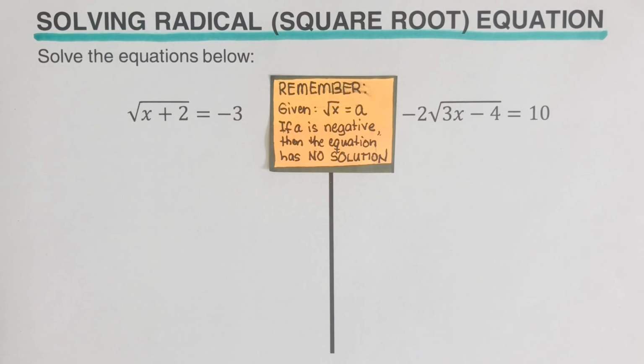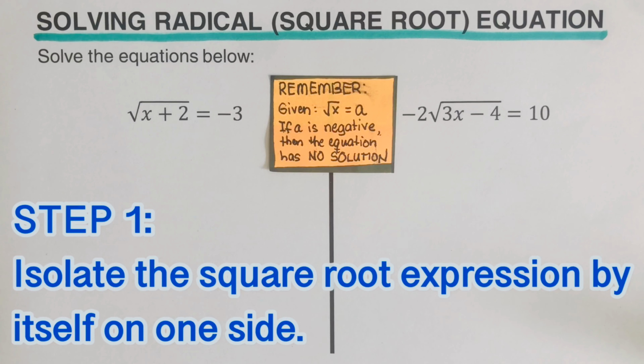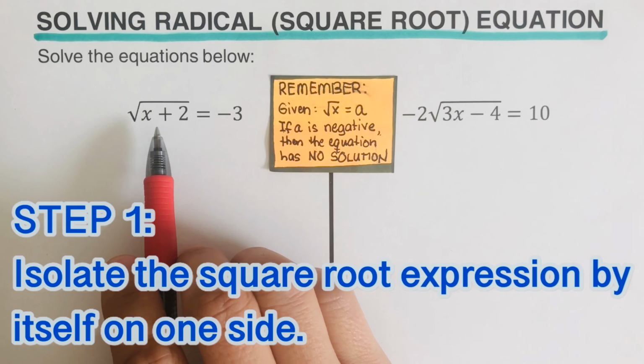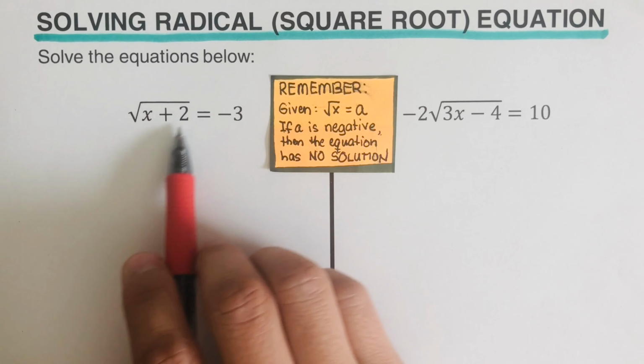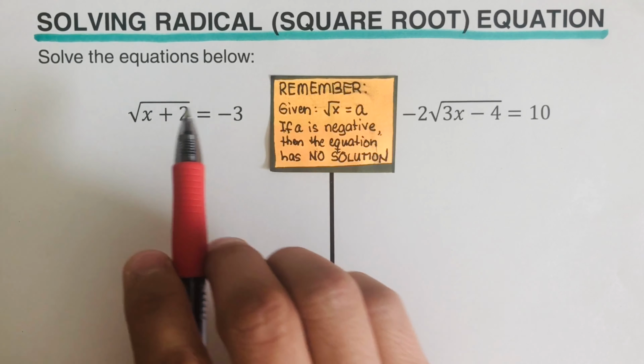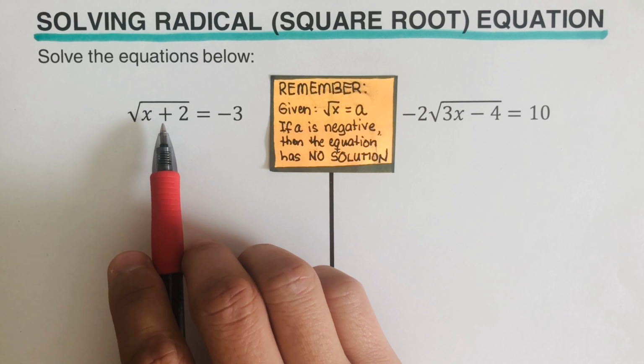So let's take this first example right here. The first step in order that we solve a square root equation is to isolate the square root expression by itself on one side. So as you can see here, this square root of x plus 2 is already isolated by itself on one side. So then we can go ahead and solve for the x on this problem here.